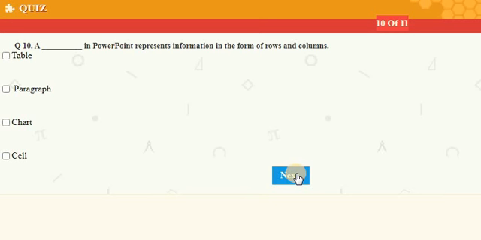A dash in PowerPoint represents information in the form of rows and columns. What in PowerPoint represents information in the form of rows and columns? Table.